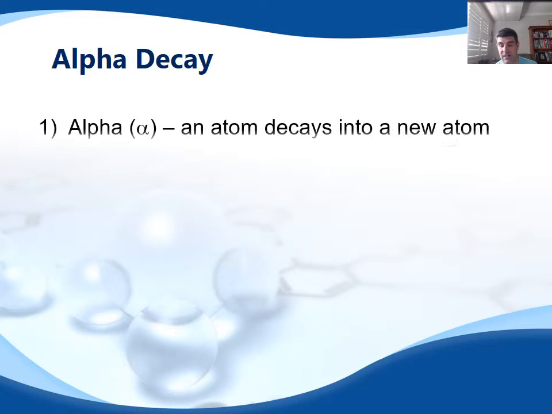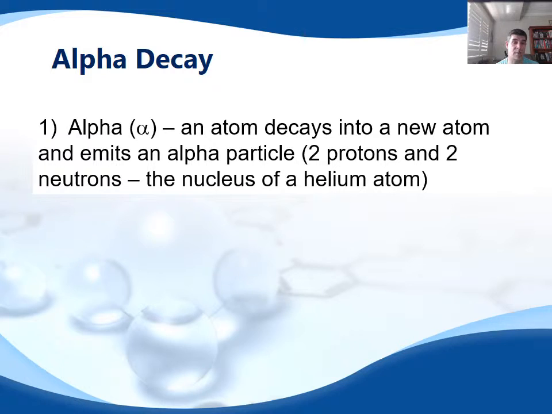So firstly, let's have a look at alpha decay. So alpha decay is common to large atoms because the removal of an alpha particle is removal of mass. So in alpha decay, we're removing mass from our nucleus. So an atom decays into a new atom and emits an alpha particle, which means it's basically giving out 2 protons and 2 neutrons in the form of a helium nucleus, which is the equivalent of an alpha particle. So this is going to drop its atomic number by 2, and it's going to drop its atomic mass by 4.